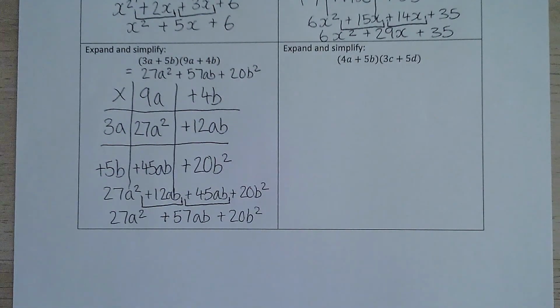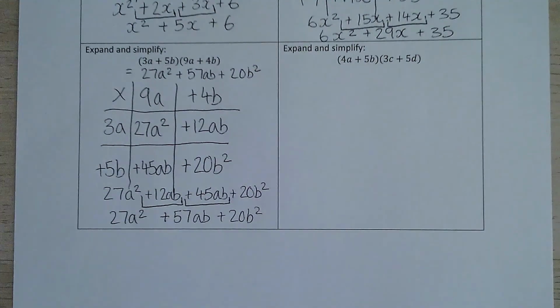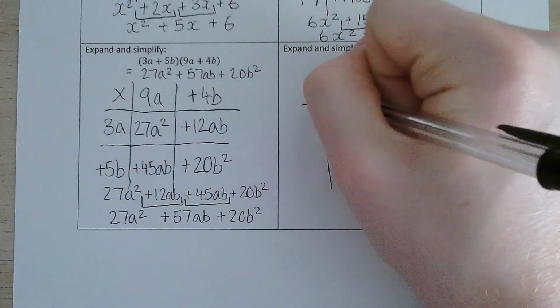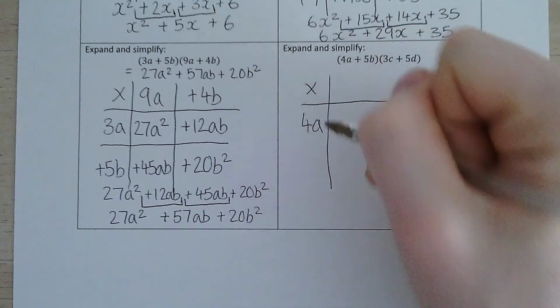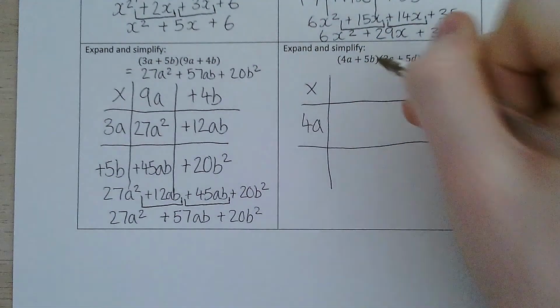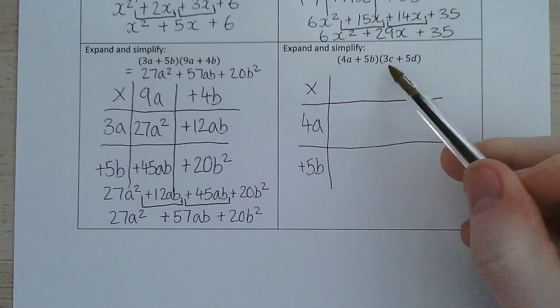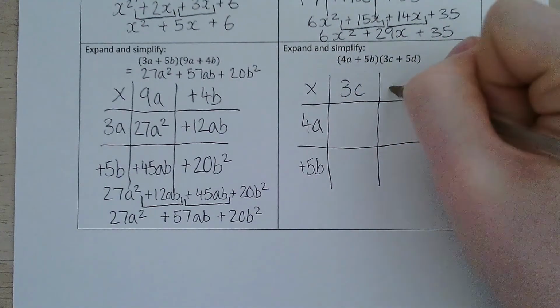And now on to today's final question. Expand 4a plus 5b and 3c plus 5d. Again, we start off by drawing our grid method. 4a is our first term, and that goes on the left, and that's followed by plus 5b. And across the top we're going to have 3c and then plus 5d.